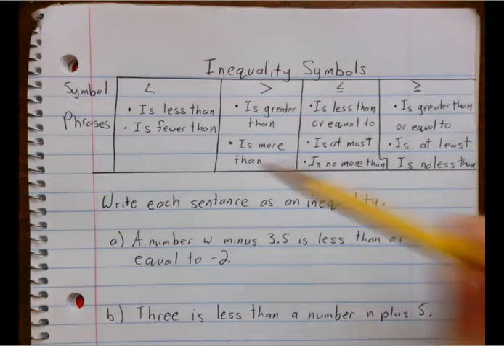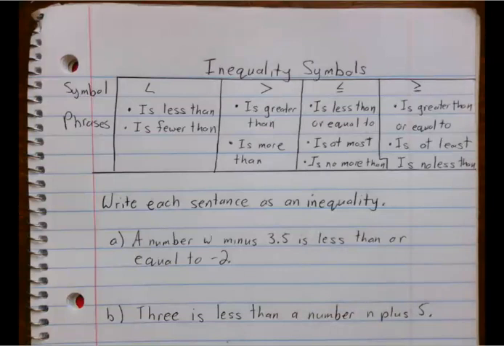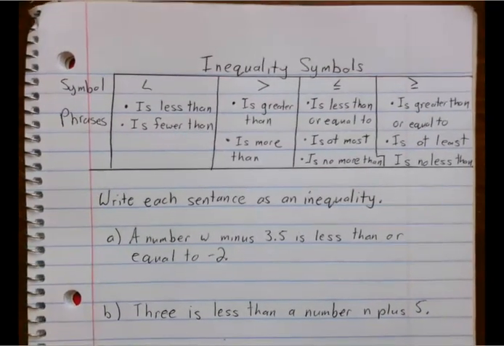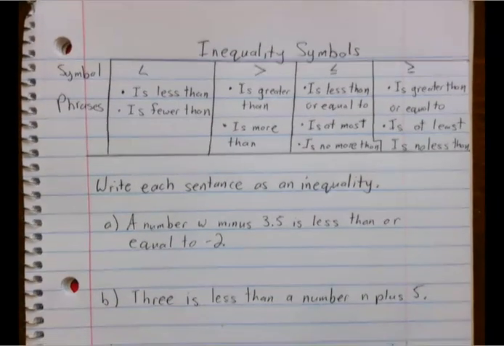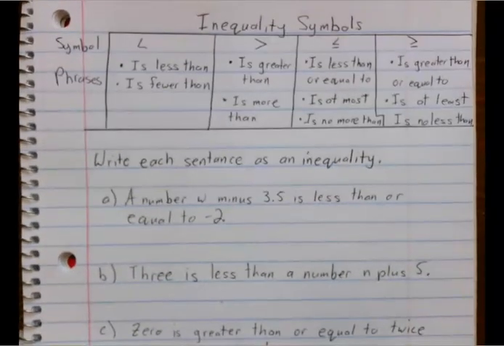So less than and greater than can kind of switch around a little bit. It just depends on what side our variable is on or what side our number is on. We might read it a little differently. But these are just some of the phrases that you might see in general for each of these terms. So: is less than, is fewer than, is greater than, is more than, is at most, is no more than, is at least, and is no less than. So in our assignments, when you see those different types of phrases, that's what you can be looking for.